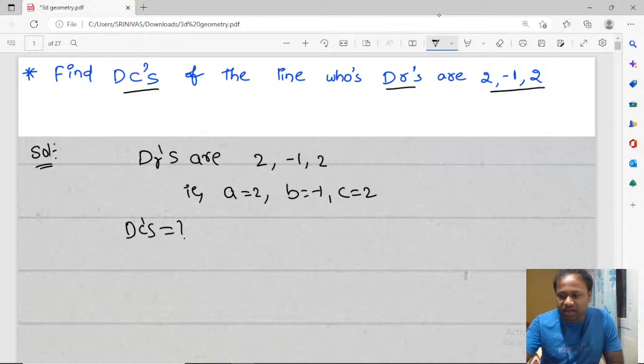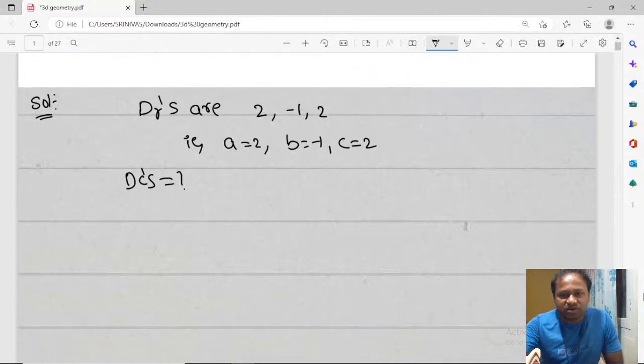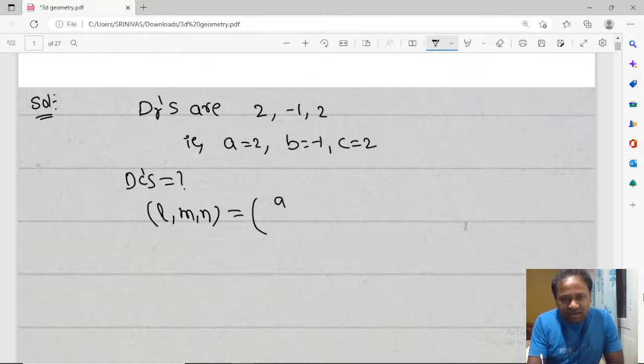DCs I need to find. What is the relation between DCs and DRs? So l, m, n. We will represent DCs like this. So how to write? a by under root of a square plus b square plus c square.